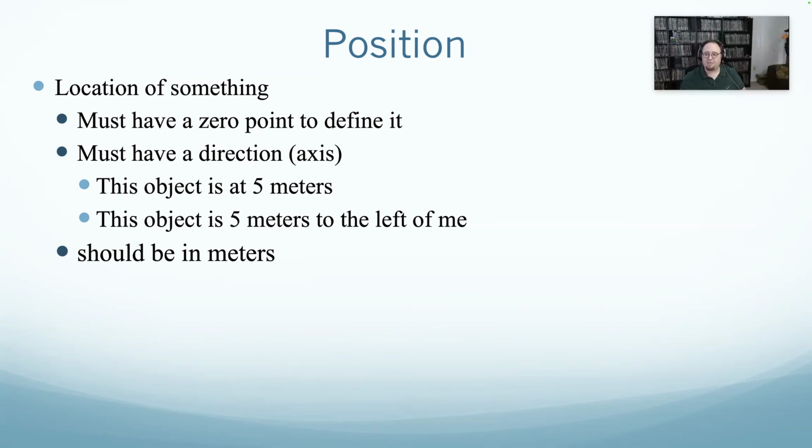If I say that something is 5 meters away from me, that's going to give a circle of possible places it could be. It is anywhere within that circle, and we don't know exactly where. So when you say position, not only do you have a zero point, but also a direction it's in. Is it to the right? Is it to the left? Is it up? Is it down? And because we're in a science course, we're going to always measure our position in meters.